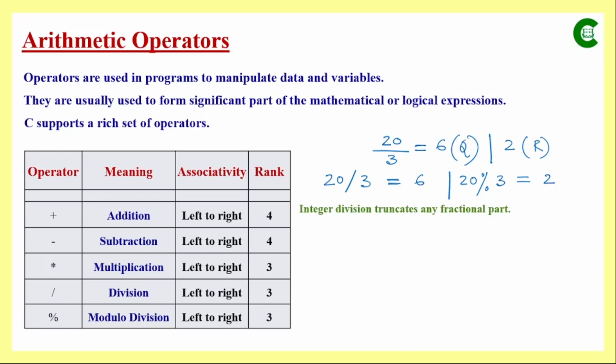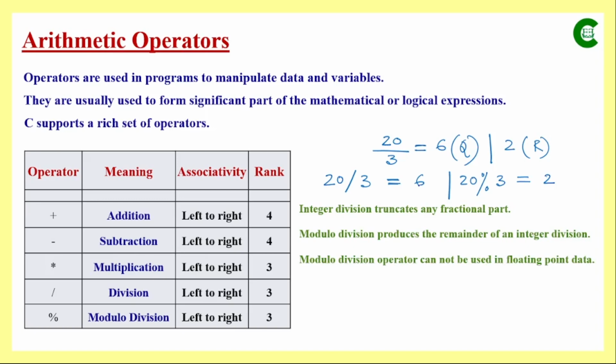Integer division truncates any fractional part. As I have said, if we are performing integer division, then after division we will get only the integer value as a result and the fractional part will be truncated. Modulo division produces the remainder of an integer division, which I have already talked about. The modulo division operator cannot be used on floating point data. This is an important point that we have to always remember. C does not have any exponentiation operator. It has some library function by which we can find the exponentiation value, but it does not have any exclusive operator for that operation.